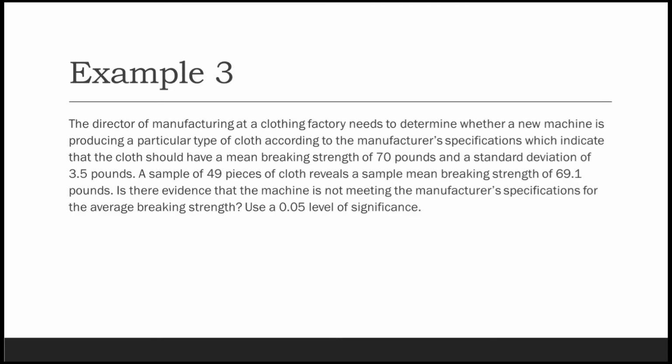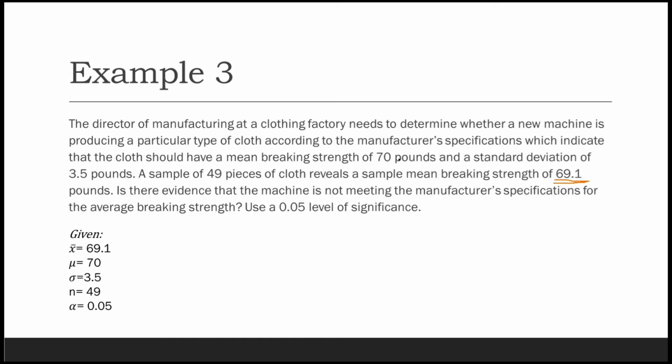So first is to identify the given that we have on the problem. So yung sample mean natin is 69.1. The mean is 70. The standard deviation is 3.5. So again, the sample mean is 69.1.